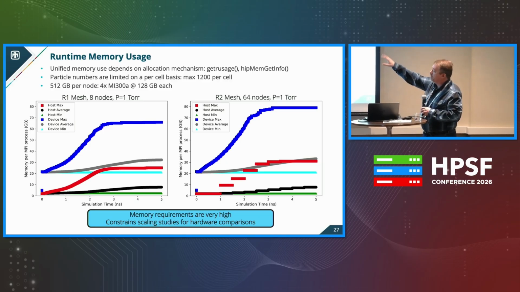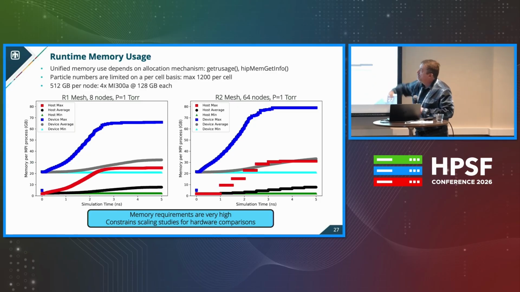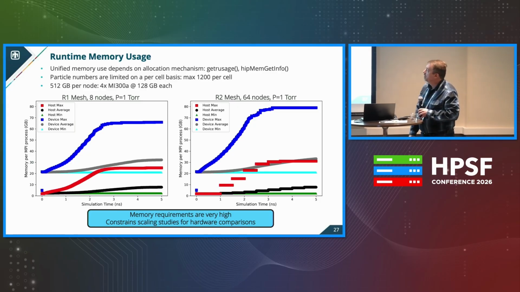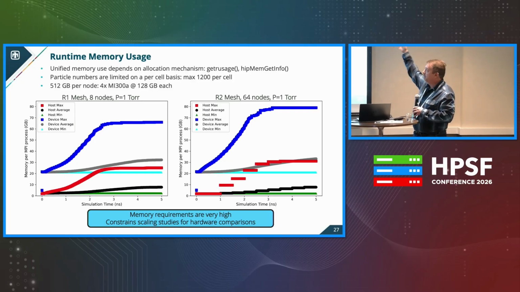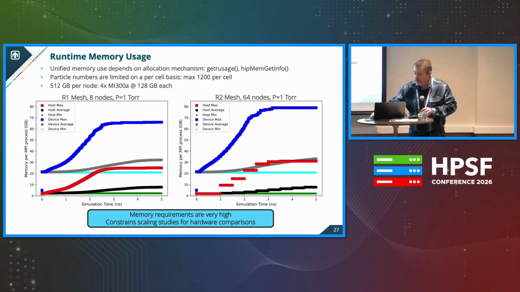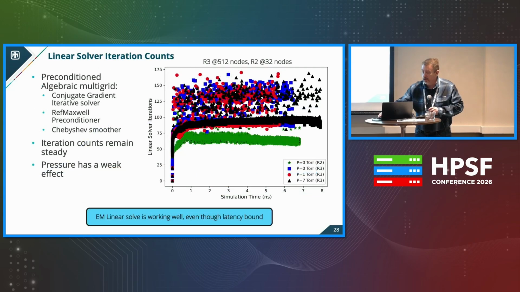This is per MPI process. On the R2 mesh, each of these MI300As has 128 gigabytes. We're using 80 gig just on the device and then another 30 on the host. But this blue line here, the maximum, tracks with the number of particles in the system, basically. The particles flood in, and we're allocating memory until we get up to that peak. So the memory requirements are right on the edge with this machine.